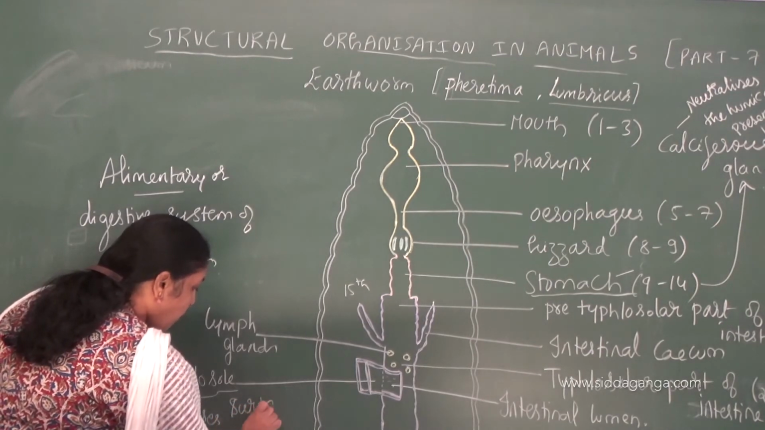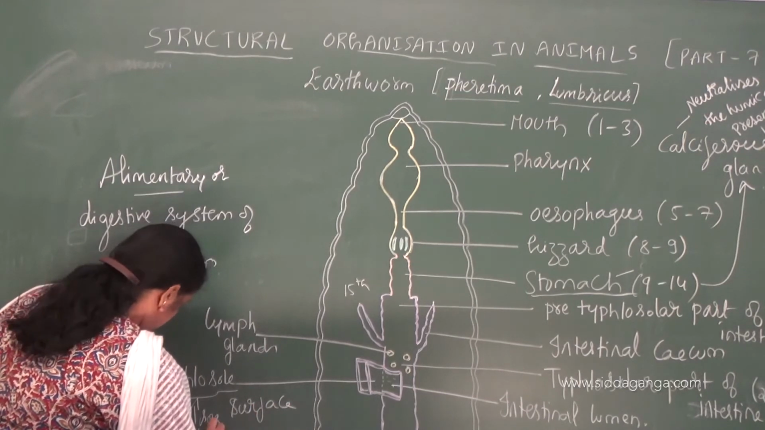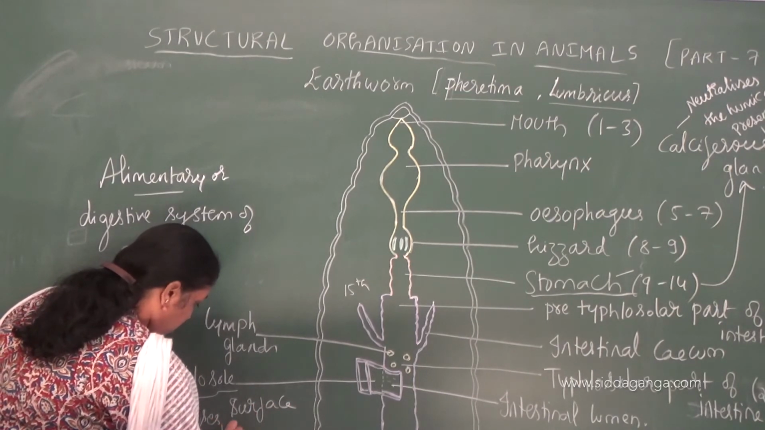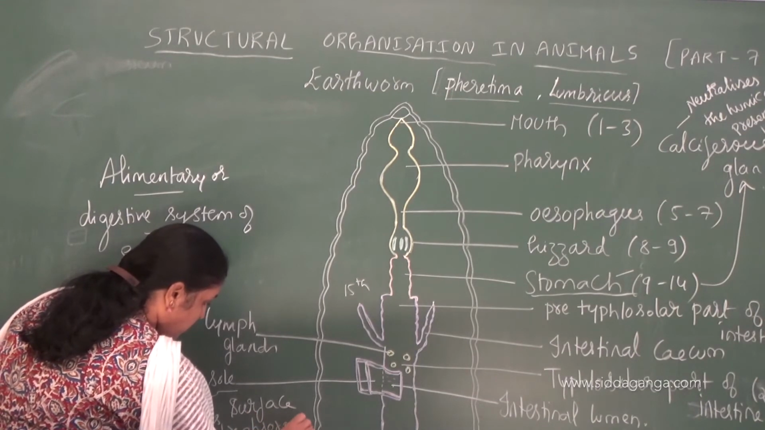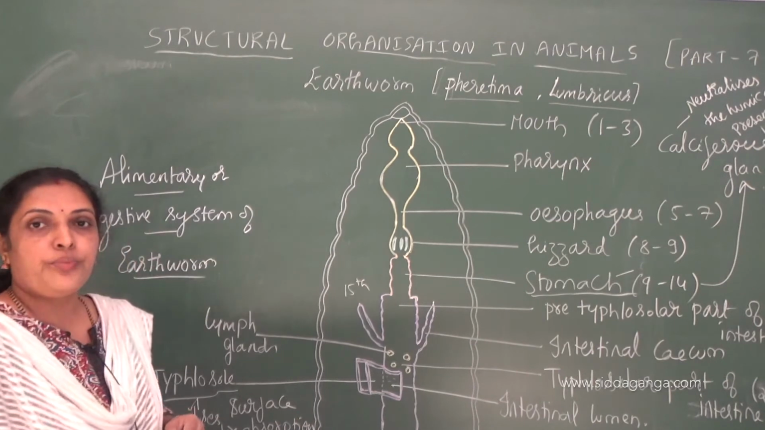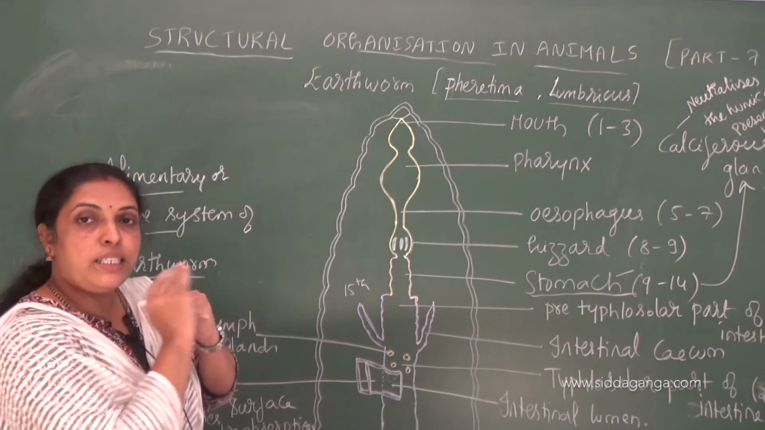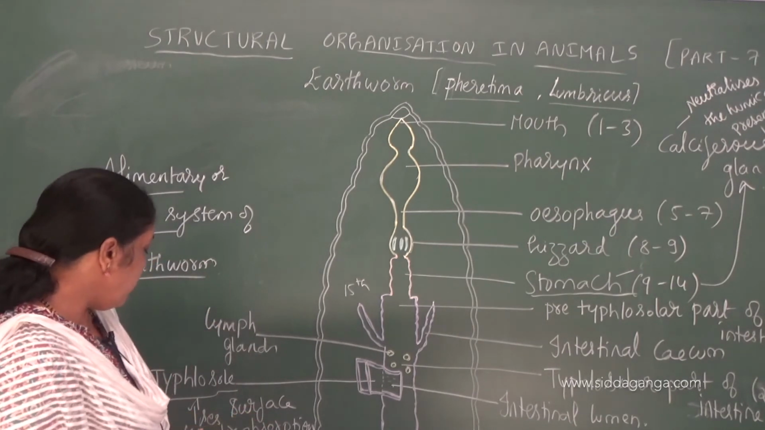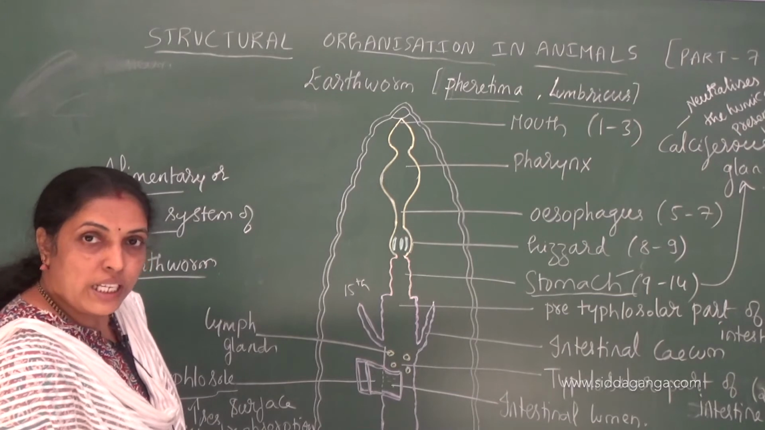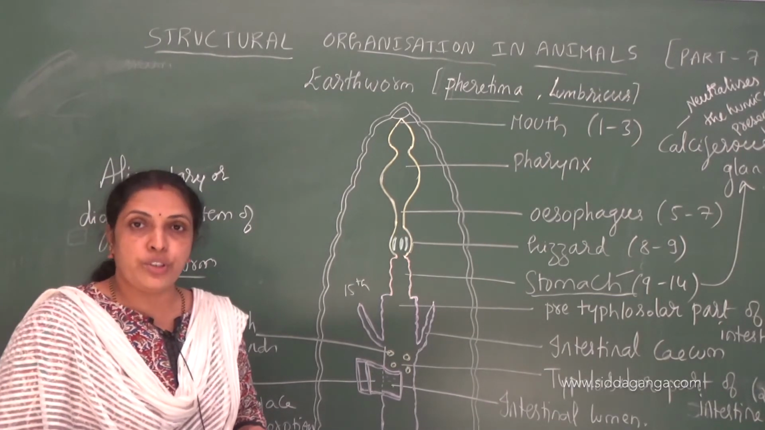Increases surface area for absorption of food. Understood? In the typhlosolar part, we see the internal foldings. What is the importance of these internal foldings? They increase the surface area for absorption of food. Understood?